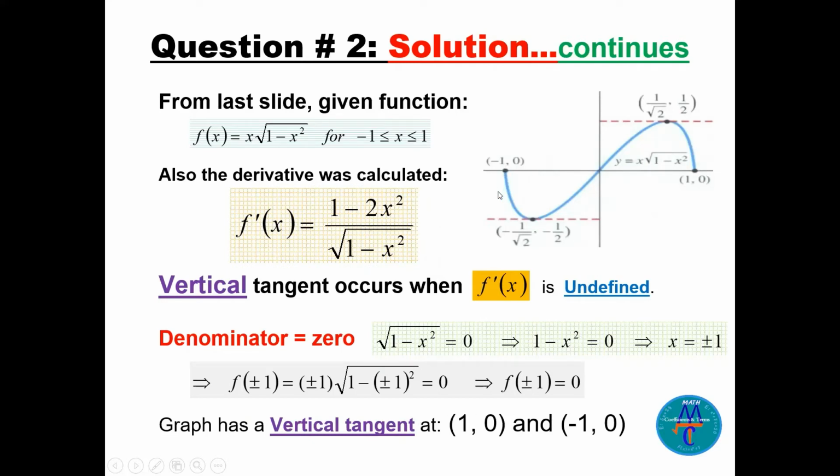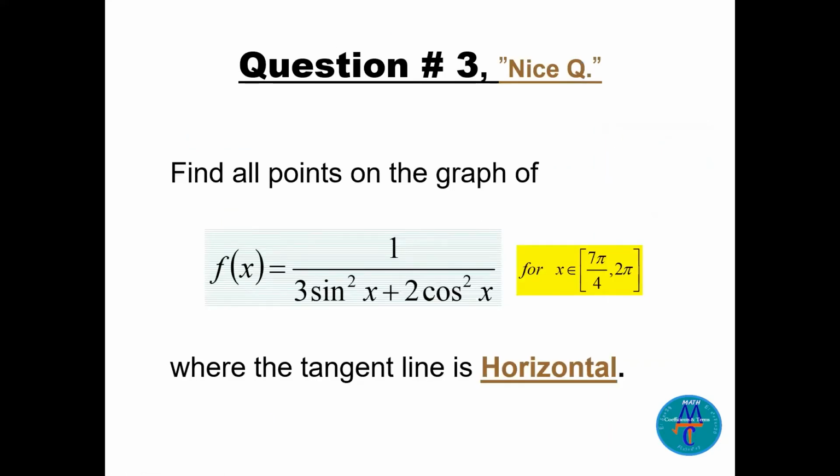Here, you see this is a vertical tangent, there's a vertical tangent there. So 2 points where we have vertical tangents, 2 points where we have horizontal tangents. That's why this question is very important. You can study it. Question number 3 is a little nice because we have sines and cosines.